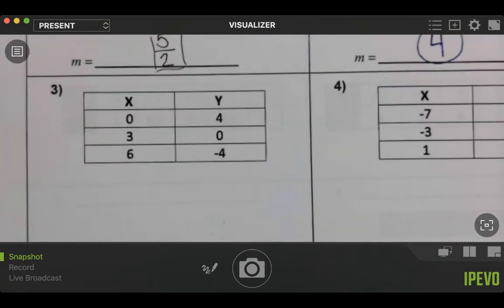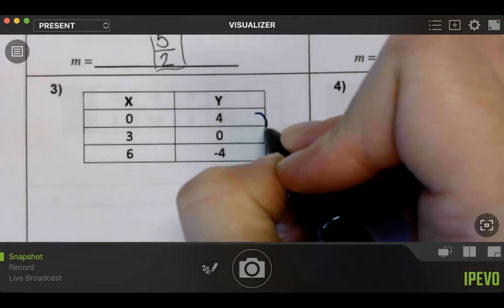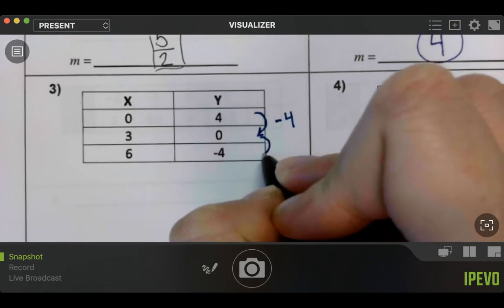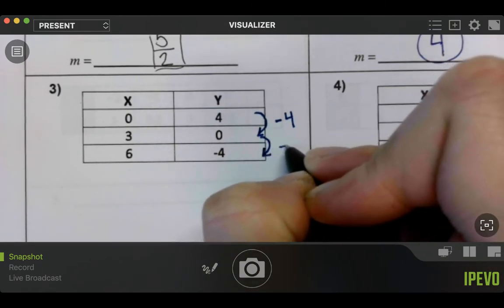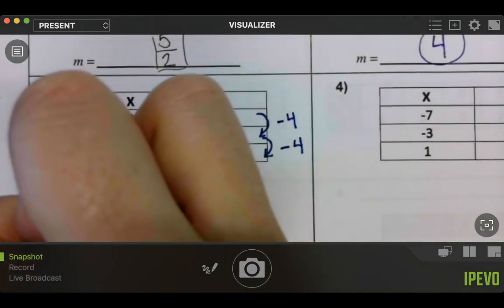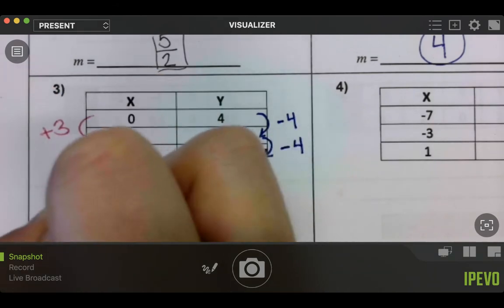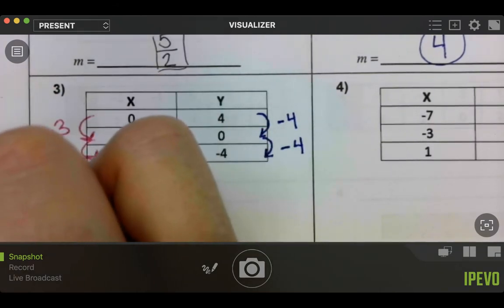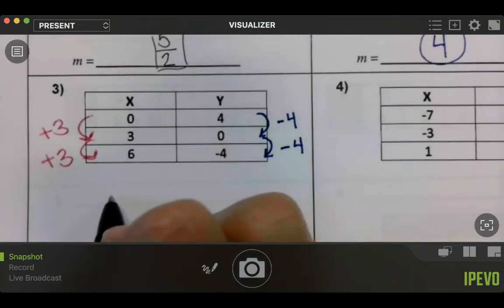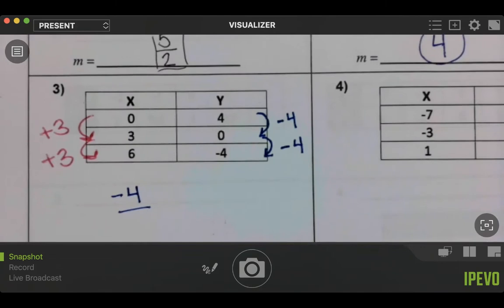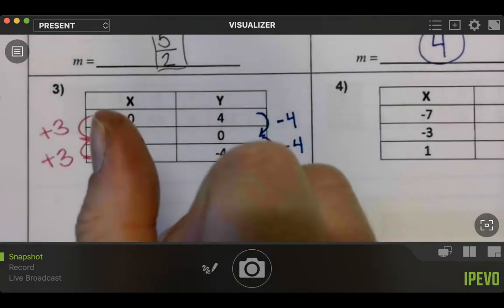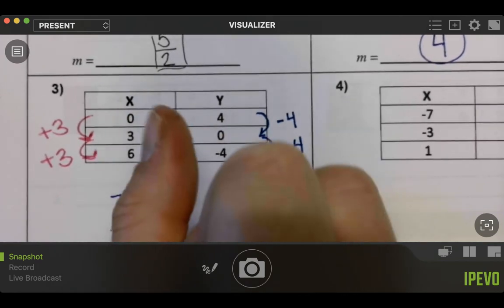Let's try one more. From 4 to 0, what happens? I go down 4. From 0 to -4, what happens? I go down 4 again. From 0 to 3, what happens? I add 3. From 3 to 6, what happens? I add 3 again. So we put the right side, -4, over the left side, +3. And you can't divide that anymore, so we're just going to have an answer of -4/3. That's it.